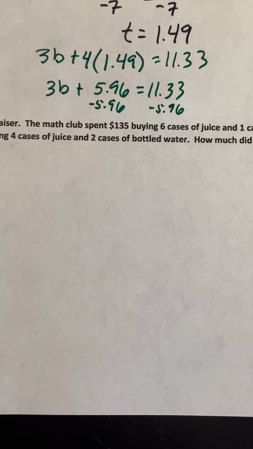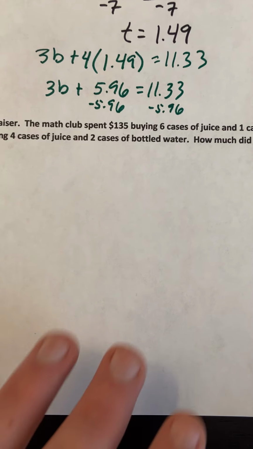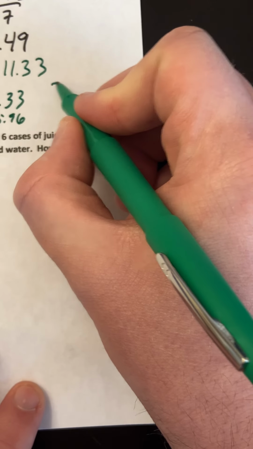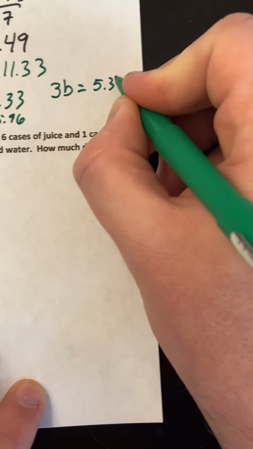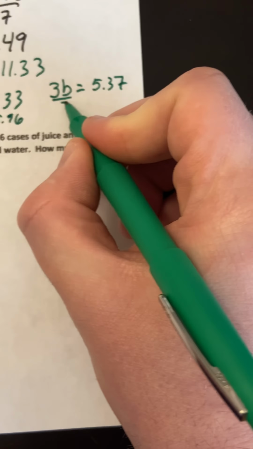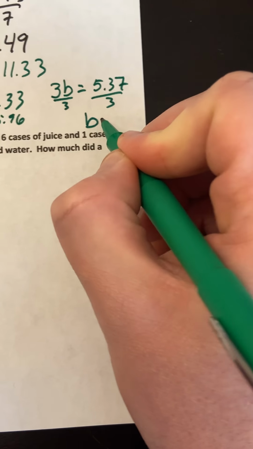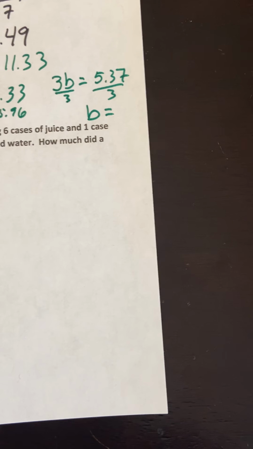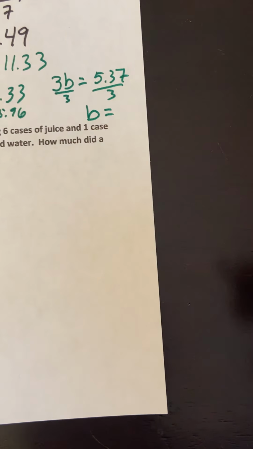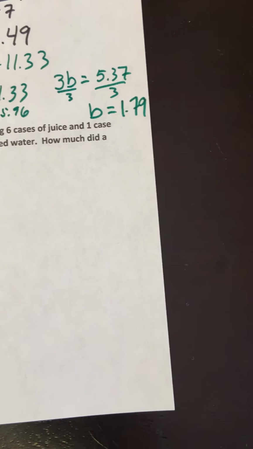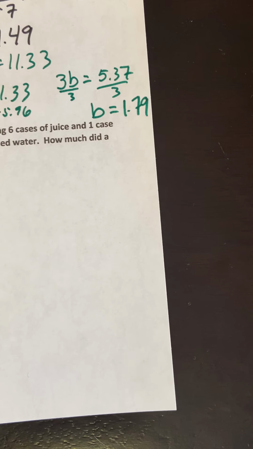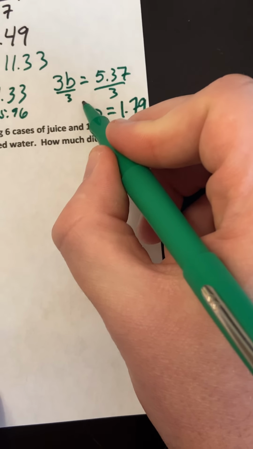So 11.33 minus 5.96 is 5.37. So 3 times the amount of burritos is equal to $5.37. I'm going to divide both sides by that 3 so I can find out the cost of one burrito. So 5.37 divided by 3. And again, you know, we have a decimal here, but we're dealing with the purchase here. So 1.79. So it looks like the price of a burrito is $1.79.